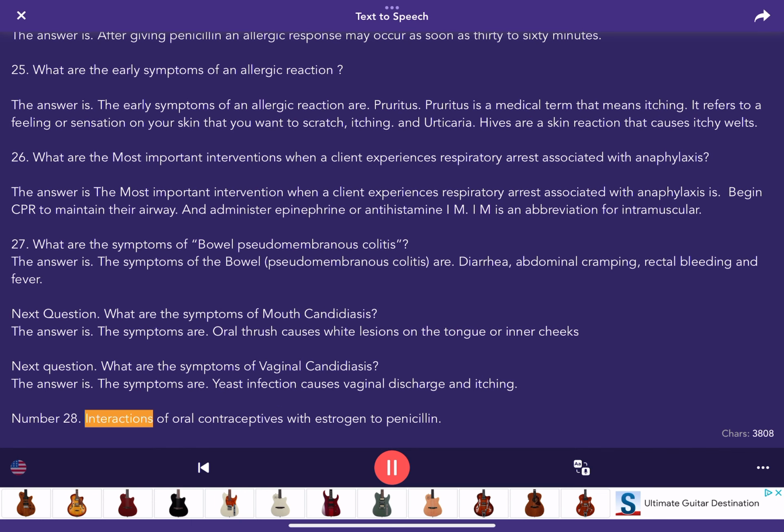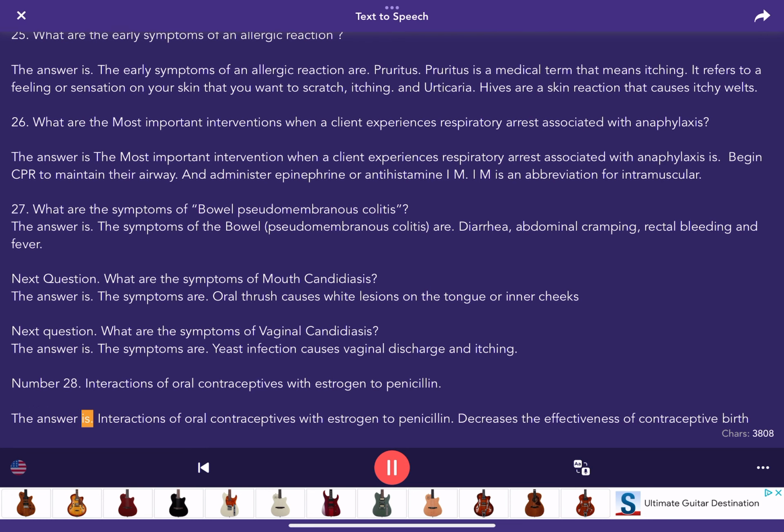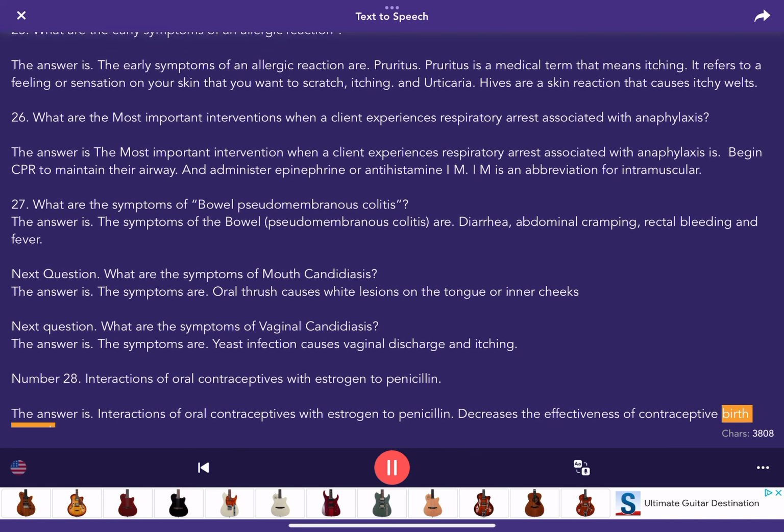Number 28. Interactions of oral contraceptives with estrogen to penicillin. The answer is, interactions of oral contraceptives with estrogen to penicillin decreases the effectiveness of contraceptive birth control.